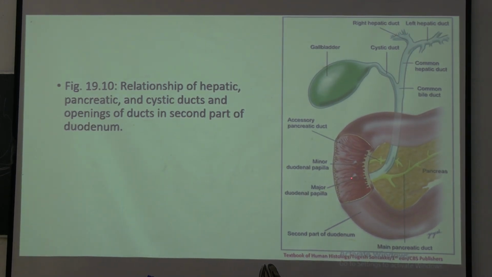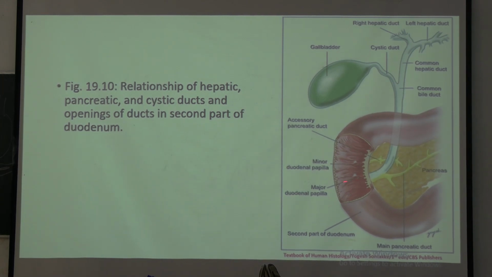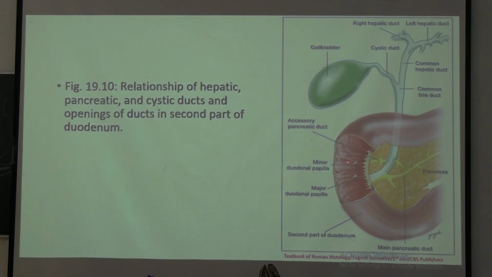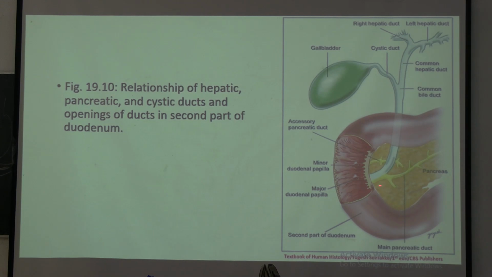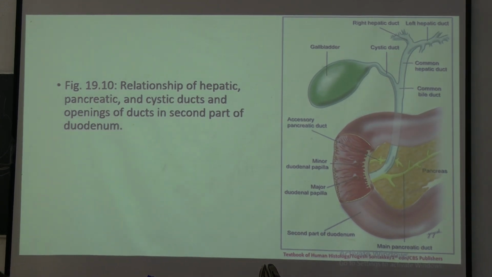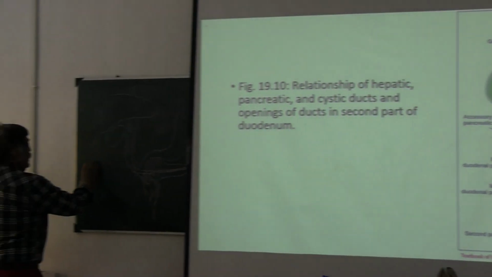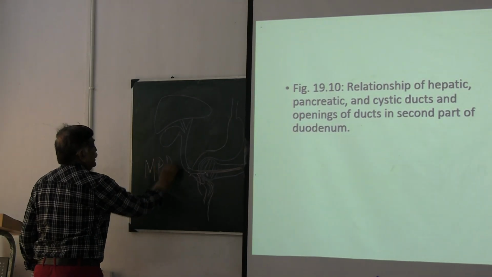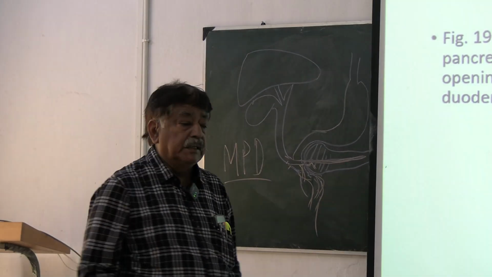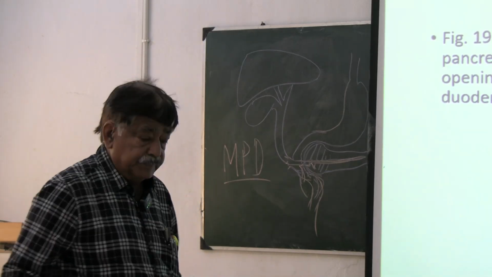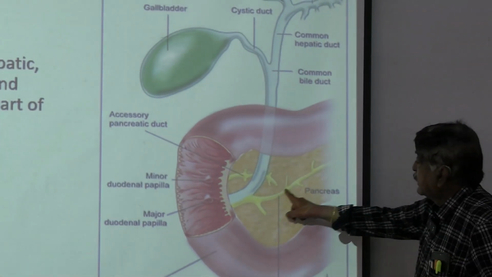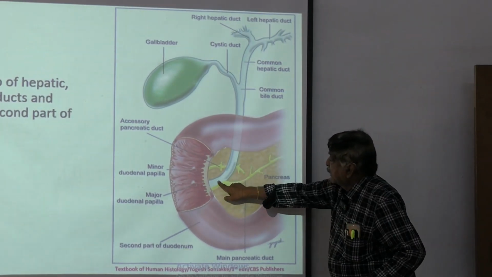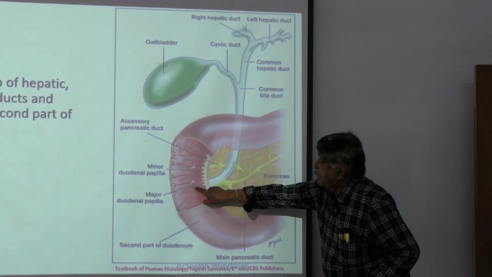Now it opens into the duodenum at the major duodenal papilla. The minor duodenal papilla is here, in the second part of the duodenum. This is the main pancreatic duct, MPD. You see the MPD in the USGs. Now that is opening into this. This is the main pancreatic duct, and this is the common bile duct, CBD. Here is the major duodenal papilla.